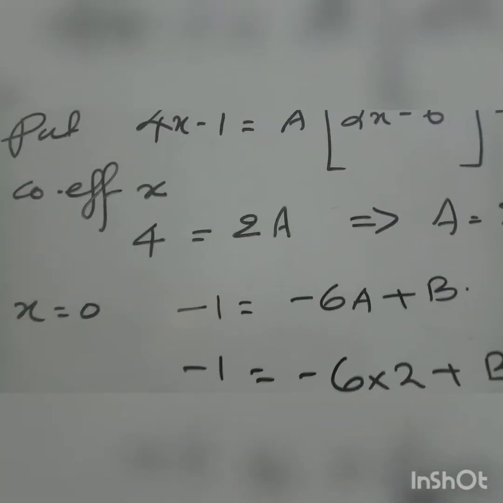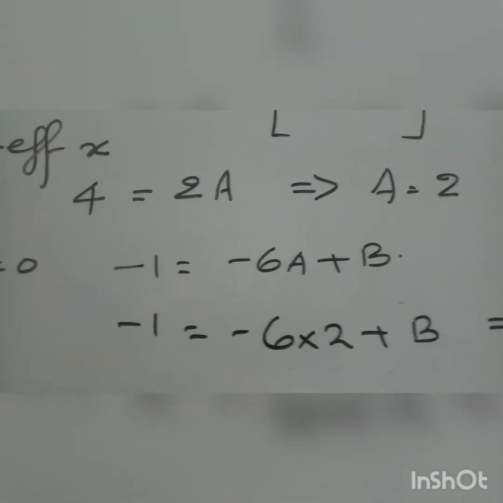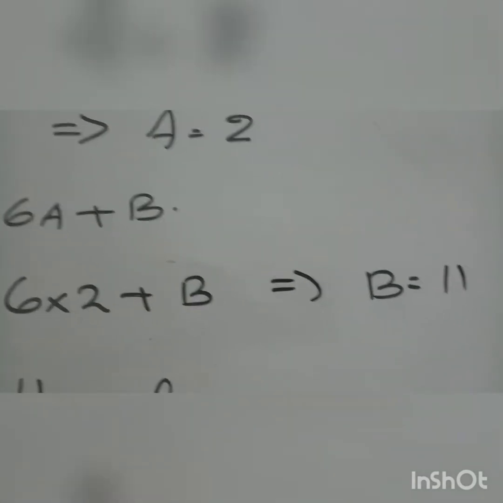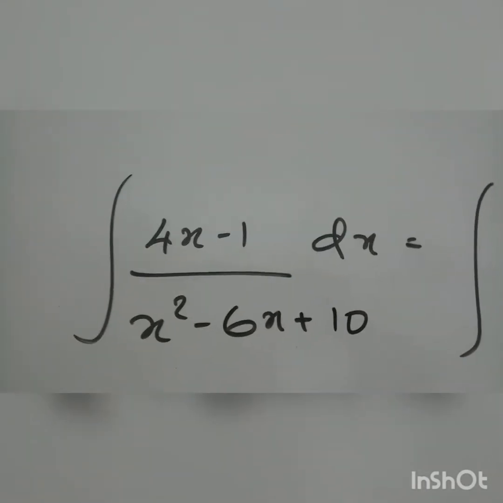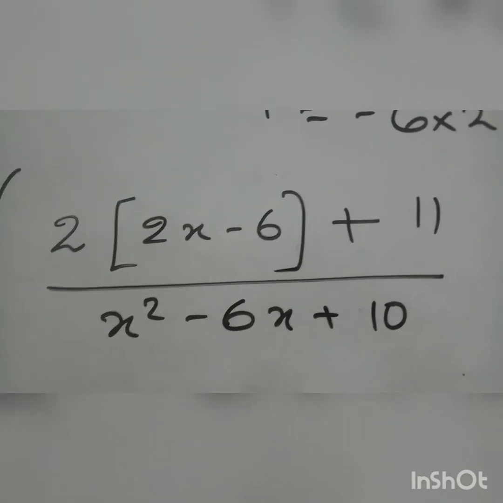So minus 1 is equal to minus 6a plus b. Put the value of a into that equation. So the value of b is equal to 11. Using that value, 4x minus 1 we can split into 2 into 2x minus 6 plus 11.